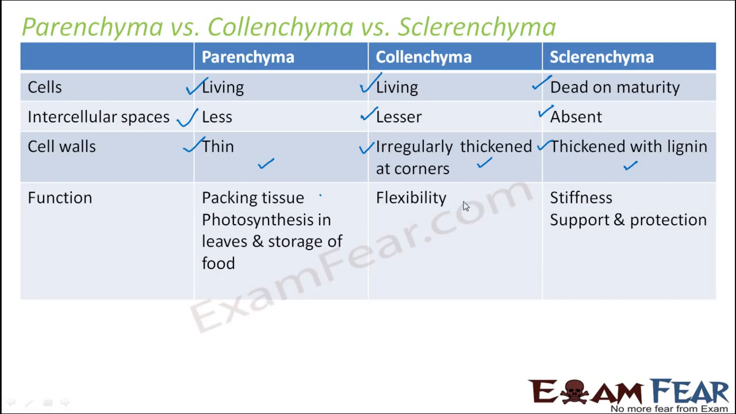Talking about collenchyma, because their intercellular space is even lesser, they provide a lot of flexibility to the plant parts. Sclerenchyma has absolutely no intercellular spaces, plus very thick cell walls impregnated with lignin. Therefore, they provide stiffness, support, and protection. Right? So with this, we'll end our discussion on simple permanent tissue.